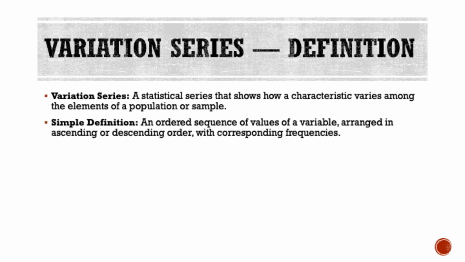A variation series is a statistical series that shows how a characteristic varies among the elements of a population or sample. In simple terms, it's an ordered sequence of values of a variable, arranged in ascending or descending order with corresponding frequencies. Why do we use variation series? They organize raw data, reveal patterns, make data easy to understand, and serve as the foundation for further statistical analysis. Without organization, data is just a collection of numbers with no meaning.